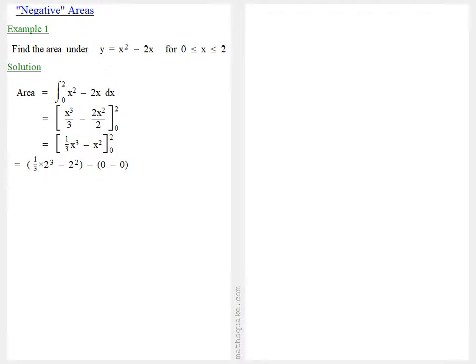And that gives us 1/3 times 2 cubed minus 2 squared, take away in brackets 0 minus 0. Well, that's 8 over 3 minus 4, which is 8 minus 12 over 3, or minus 4/3. So the area appears to be minus 1 1/3. But areas are positive, so how can an area be less than 0?